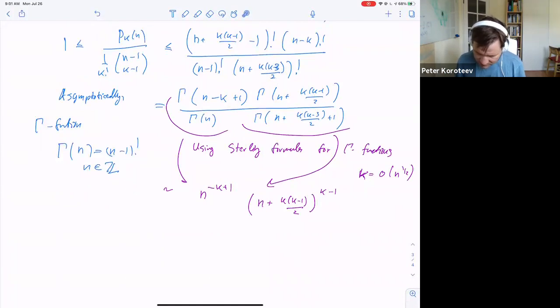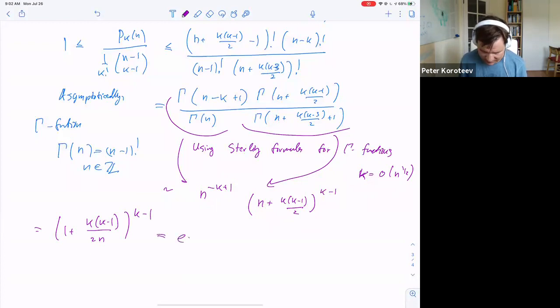So let me finish the proof. We'll get to this formula in a second. But assuming that this is true, right? So we claim that those factorials, those gamma functions at large n and k, provided that this formula holds, behave like this. Then we can continue. So this is equal to (1 plus (k minus 1) over 2n) to the power k minus 1, right? You can just divide by n here. And this you can write as the exponential, so it's exponential of (k minus 1) times the logarithm of 1 plus (k minus 1) over 2n, like this.